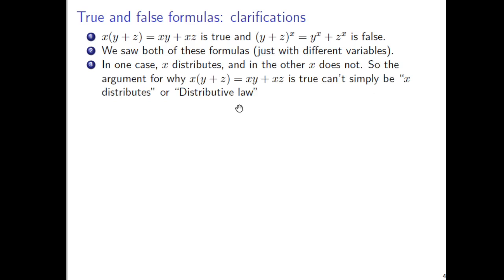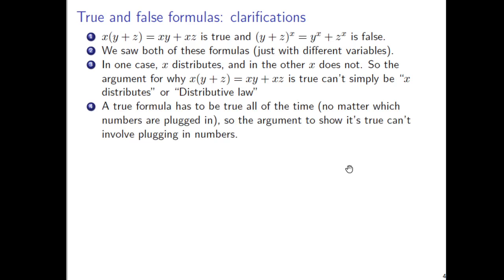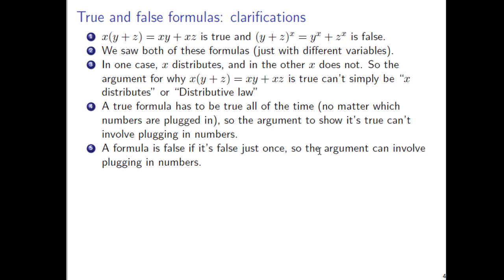So the argument for why the first formula is true can't be simply saying x distributes or the distributive law, because you can't also explain the second formula as being true by saying x distributes, because x doesn't distribute there. So here's the thing: a true formula has to be true all of the time, no matter which numbers are plugged in. Therefore, the argument to show that it's true can't involve plugging in numbers. On the other hand, a formula is false if it's false just once. So the argument can involve plugging in numbers.